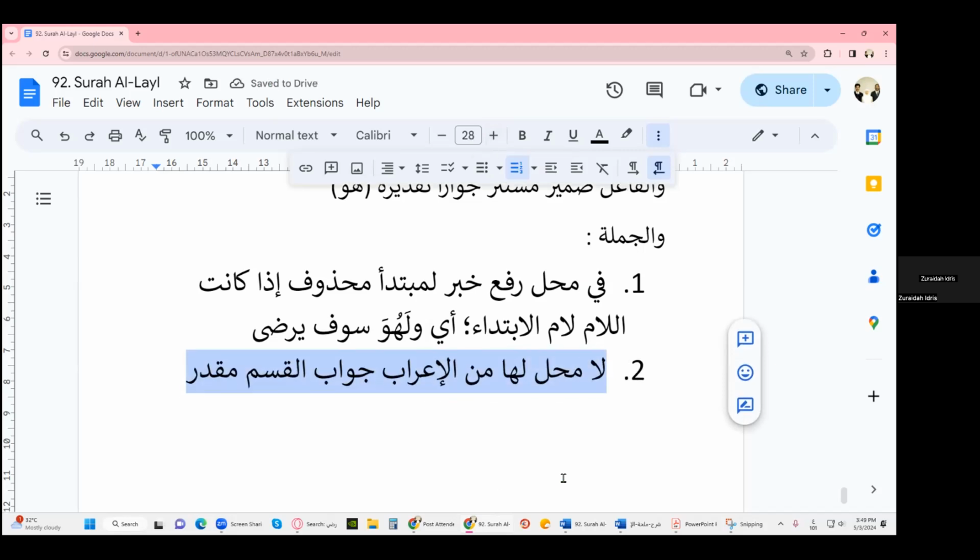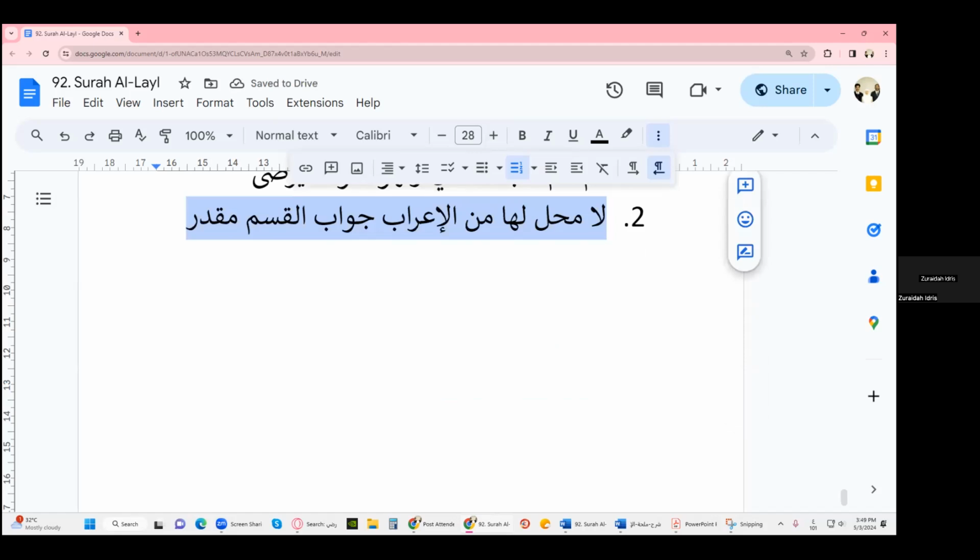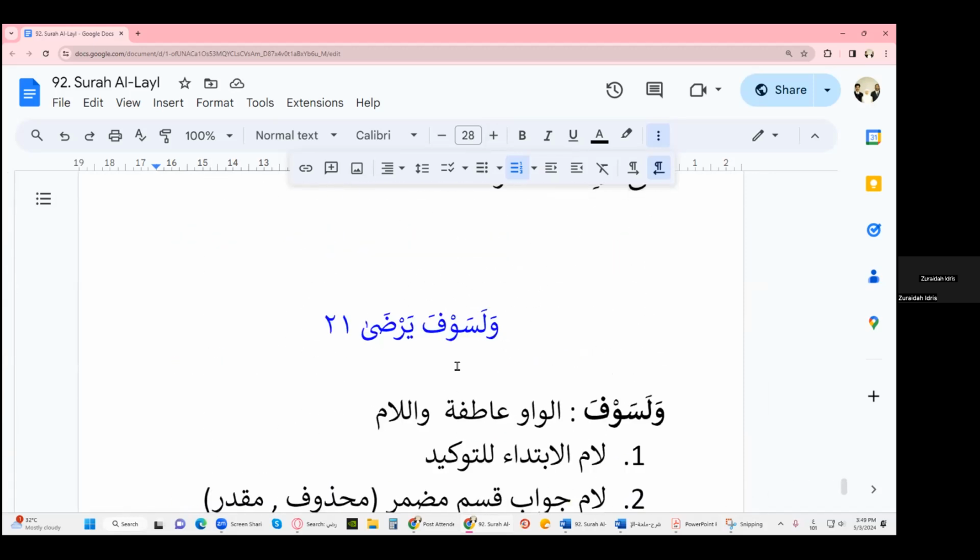Alhamdulillah. So everyone has had their turn. Who would like to do the translation? Any volunteers? I'm very poor in translation. Is it surely? Yes, because it is lam ibtida, and for tawkid, surely.